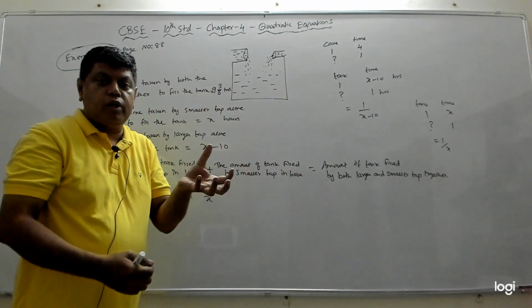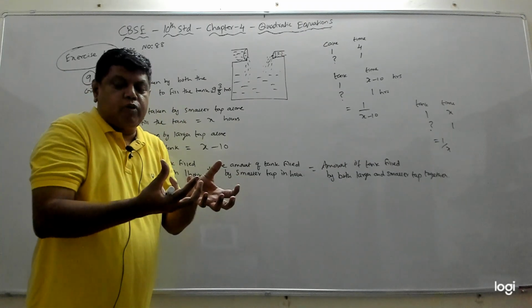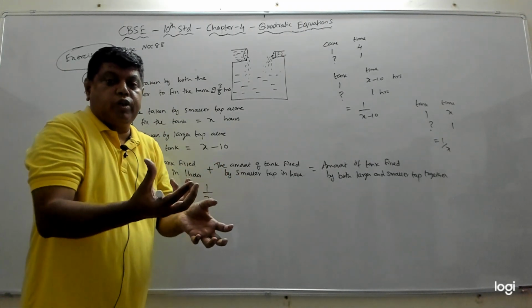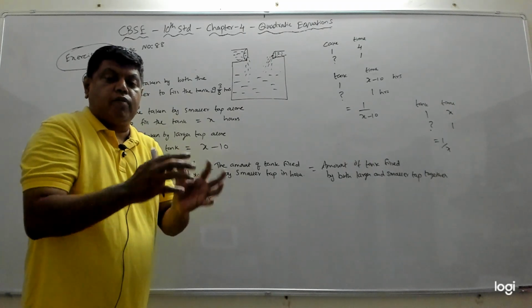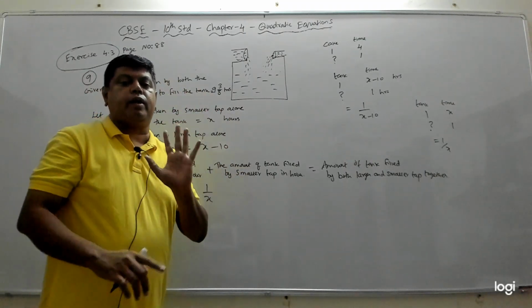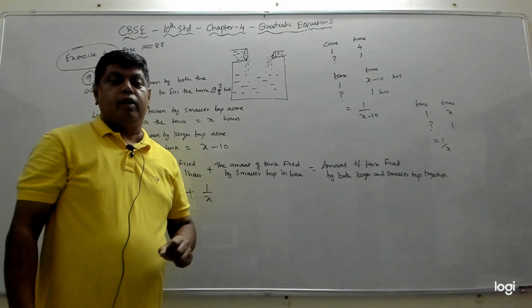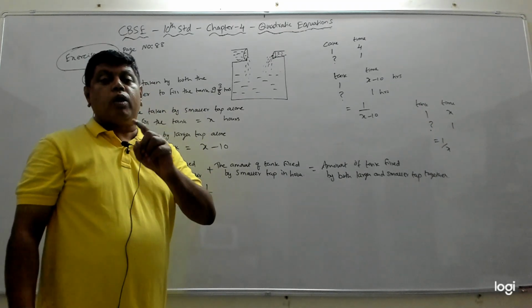So the first hour you will eat 1 by 4. The second hour you will eat 1 by 4th of the cake. The third hour you will eat 1 by 4th of the cake. The fourth hour you will eat the remaining 1 by 4th of the cake. Which means in 4 hours you have eaten one cake. So if you take 4 hours to eat one cake, in 1 hour you will eat 1 by 4th of the cake.